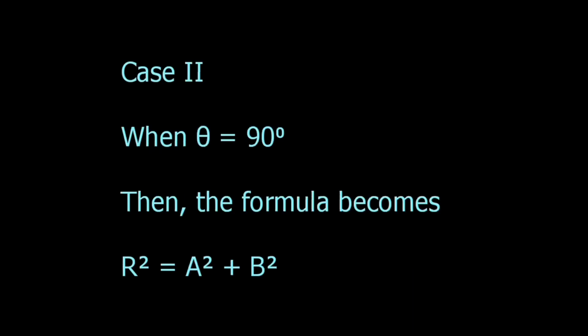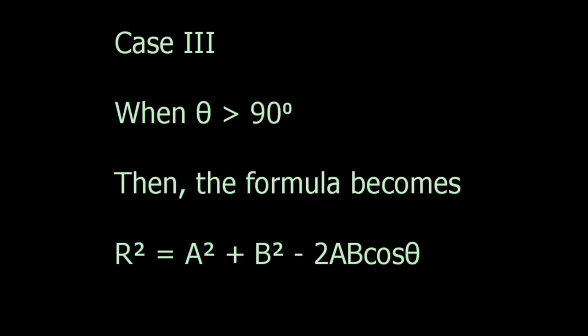The second case is when theta, that is the angle of inclination, is 90 degrees. Then the formula becomes R squared equals A squared plus B squared. This is so because cos theta, that is cos 90 degrees, equals 0. And of course 2AB times 0 will give 0. So we are left with R squared equals A squared plus B squared.